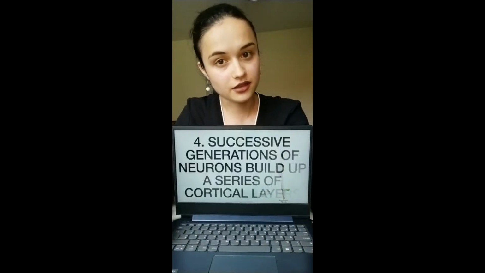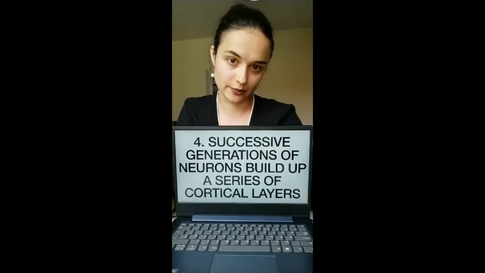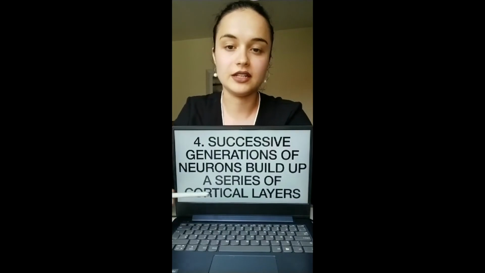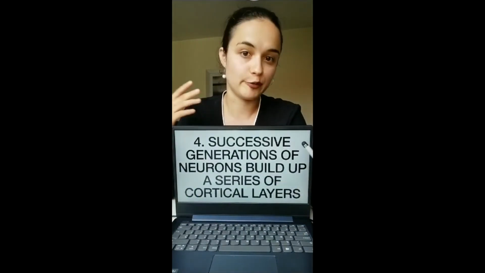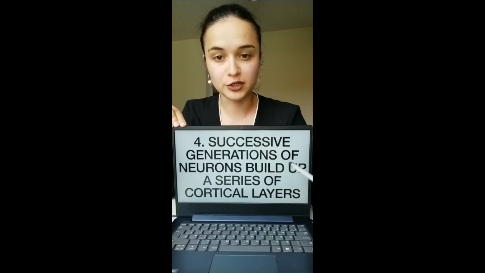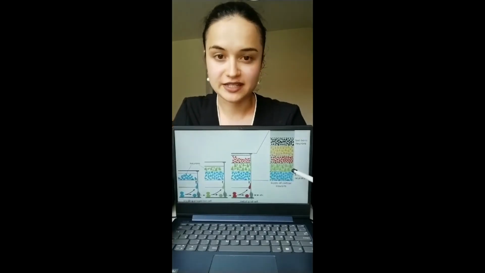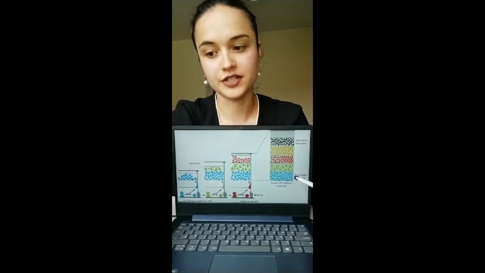Okay, so this is our third stage of cerebral cortex development. And then finally, there's a stage at which we see the bigger picture, and that is the successive generations of neurons build up a series of cortical layers. So the cortex will be made of layers, and we can see it here on this little graph.